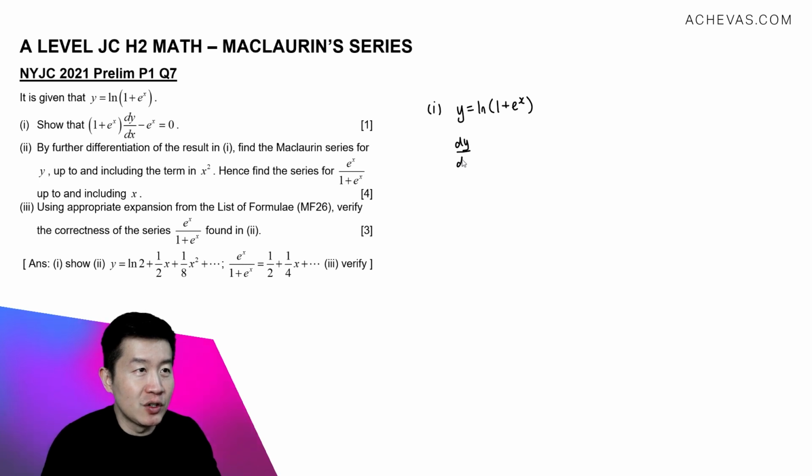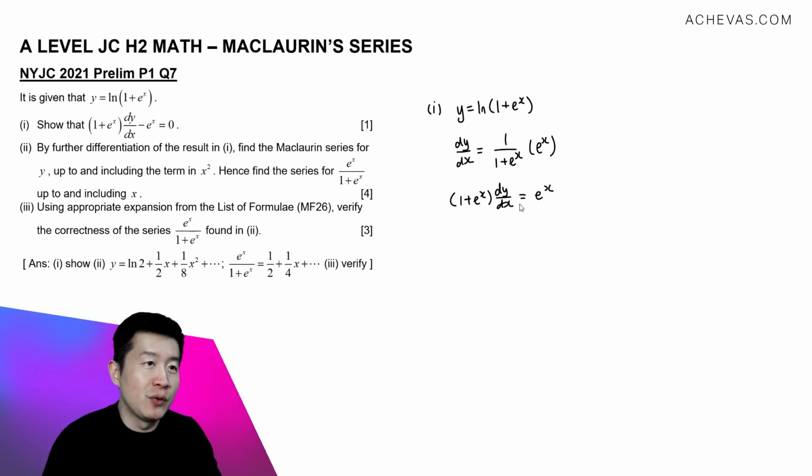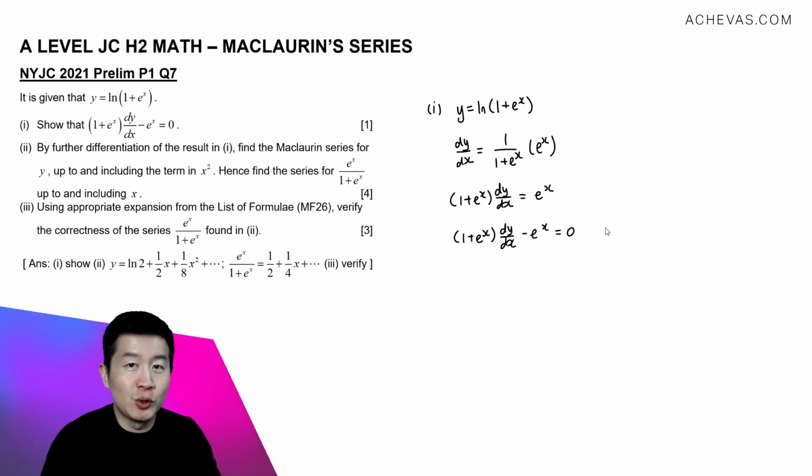So on the left hand side it is going to be dy/dx, and on the right hand side it is going to be 1 over 1 plus e to the power of x multiplied by the differentiation of this through chain rule. It is e to the power of x again. Multiplying this across to the other side, we have 1 plus e to the power of x multiplied with dy/dx, and on the right hand side we have e to the power of x. If we were to shift this over to the left hand side, we will have (1 plus e to the power of x) dy/dx minus e to the power of x equal to 0, and this is what the question wants us to show.